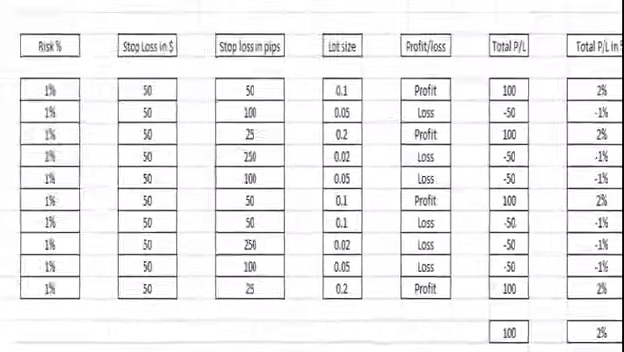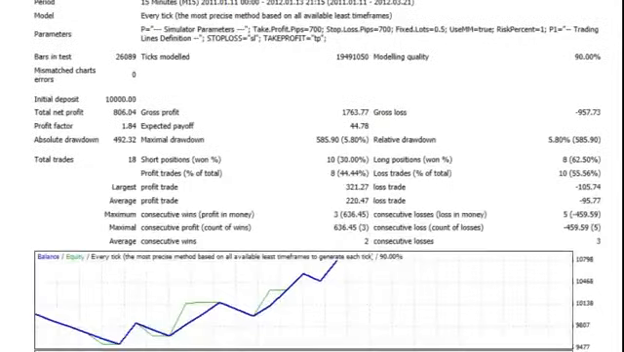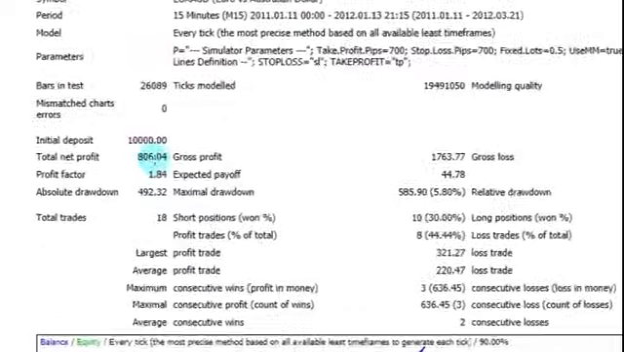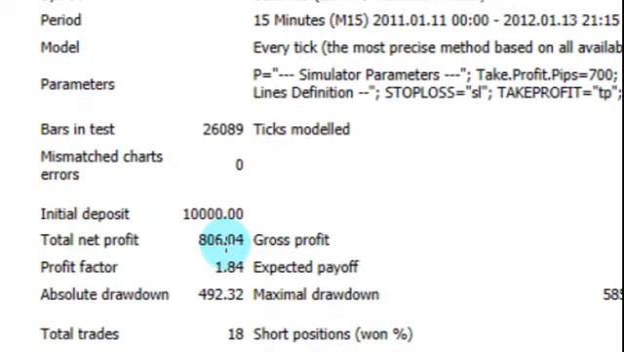You still don't believe me? Let's move forward to see a statement. Take a look here at this statement, friends. This is the initial deposit. Total net profit was 8% profit, $800.